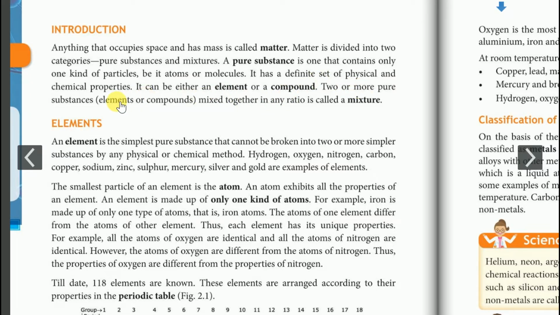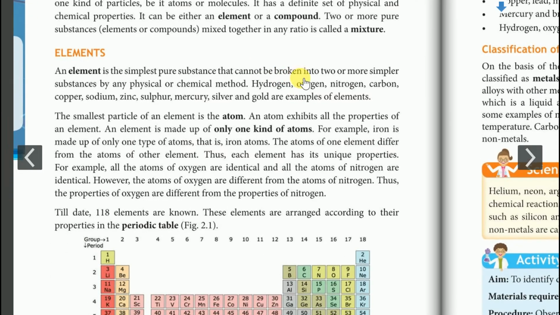Two or more pure substances mix together to form a mixture. Now, a mixture is not a pure substance, it is an impure substance.